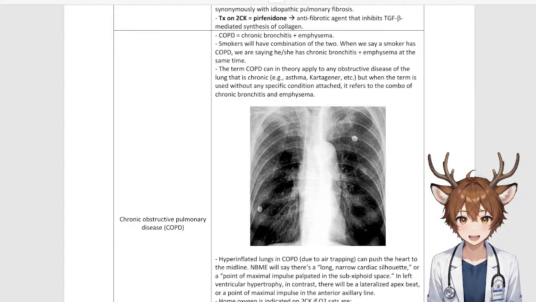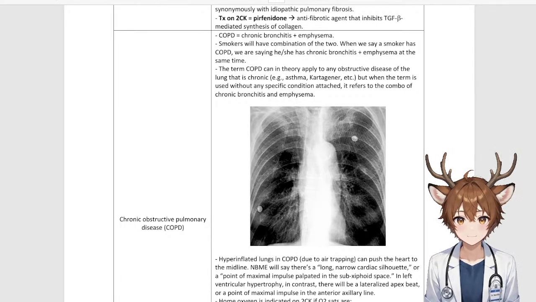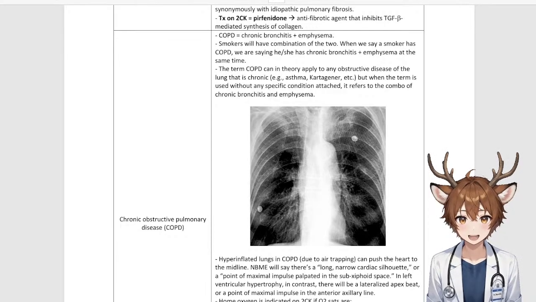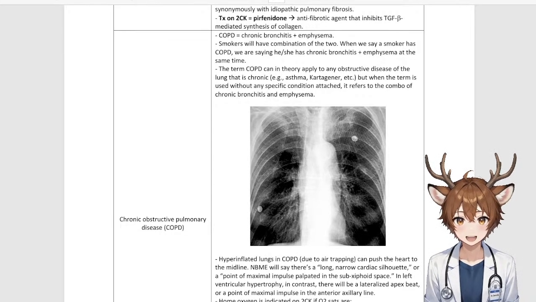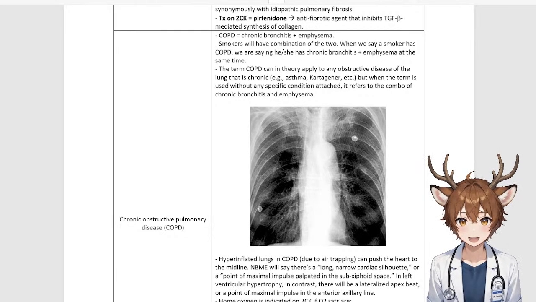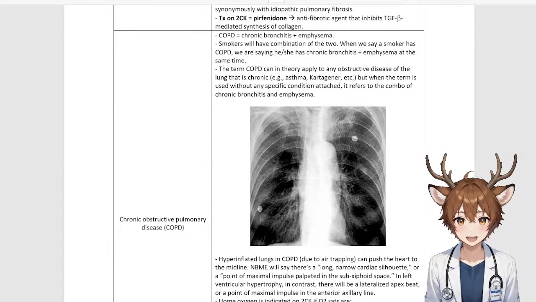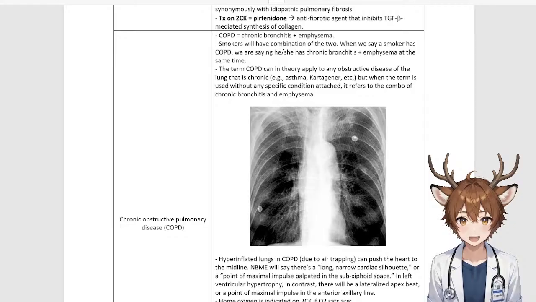Next condition, we have COPD, chronic obstructive pulmonary disease. COPD equals chronic bronchitis plus emphysema. Smokers will have a combination of the two. When we say a smoker has COPD, we are saying that he or she has chronic bronchitis plus emphysema at the same time.